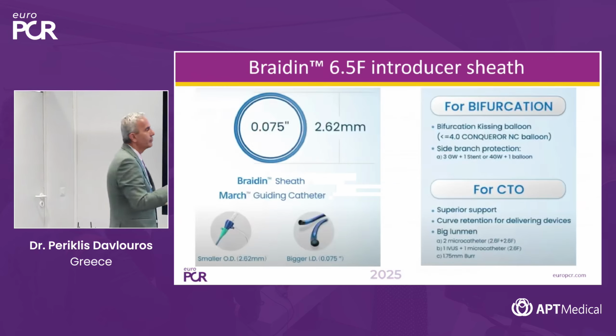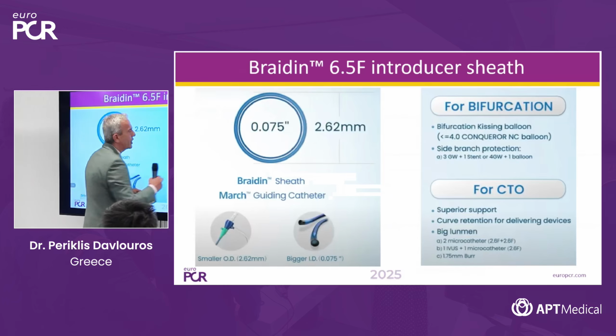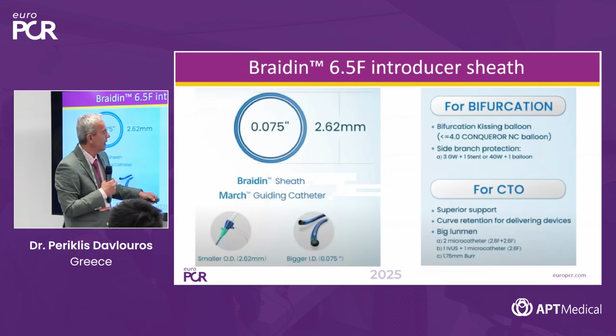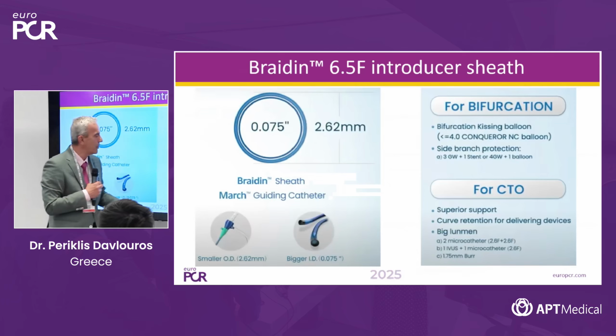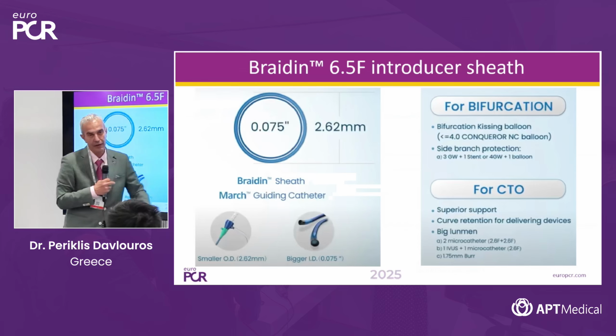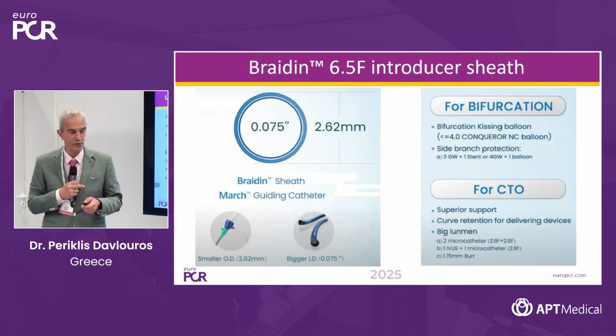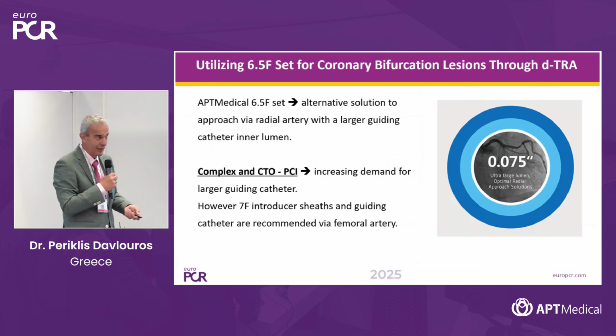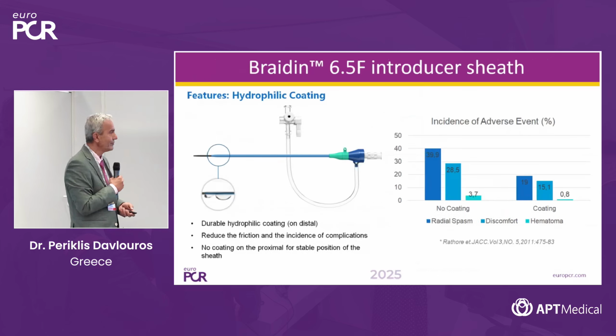You see here, bifurcation, side branch protection, 3 guide wires with a stent or 4 guide wires with a balloon, and of course for CTO, superior support, 2 microcatheters, 1 IVUS and 1 microcatheter, or the 1.75 burr of the rotablator. So this is really an innovation.